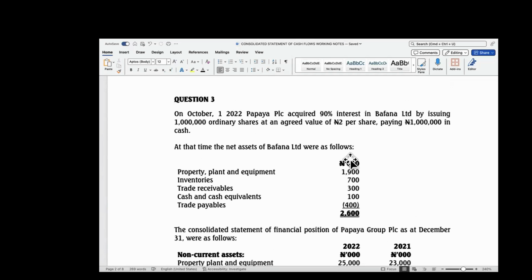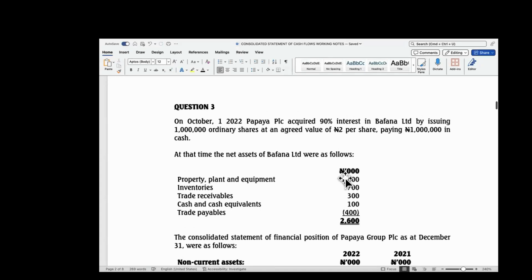It translates into the whole share is 2 million and we pay 1 million naira in cash. This is what this illustration states, sir. That was how I was looking at it myself, but Femi said that it is now 3 million naira.